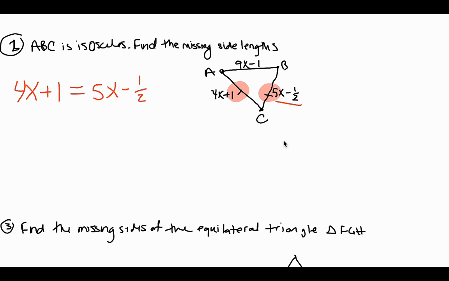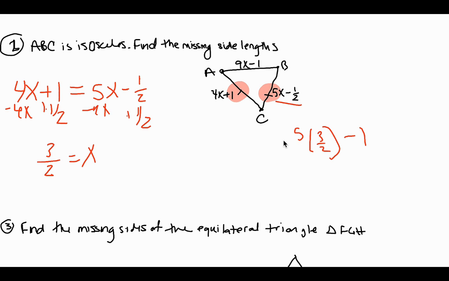So I want to get all my x's together and all of my other values together, so I'm going to add 1/2 to my constants. So that is 3/2, and I'm going to subtract 4x, which leaves x. So x equals 3/2 here. I want to plug that into both of my sides. So 5 times 3/2 minus 1/2 is going to give me 15/2 minus 1/2, which is 14/2, which is 7. The same thing should happen over here. 3/2 times 4 is going to be 6. 6 plus 1 is also 7.